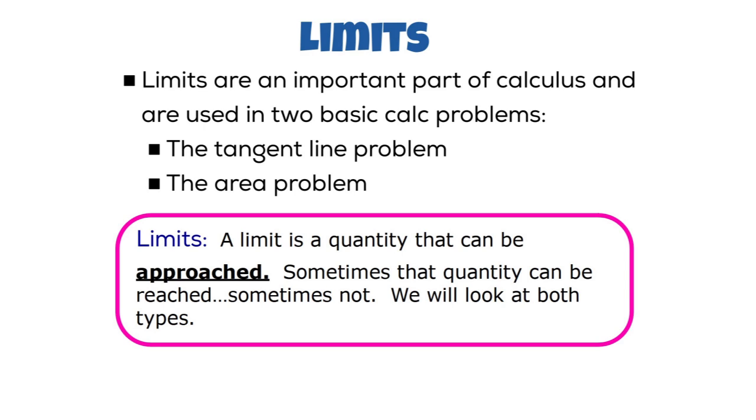Now, the big thing for us is that we have to understand really what a limit is. And a limit is a quantity that can be approached. Notice that's underlined in bold in your notes packet. It's what it is approaching. Sometimes that quantity can be reached and sometimes not. We're going to look at both situations. What it actually equals, we don't really care about. We're just always looking for what it is approaching.